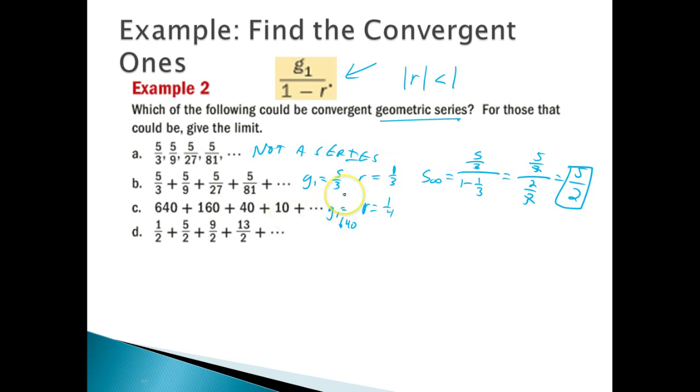So we can find our limit because we see that our common ratio here is 1/4, which is less than 1. So S infinity is just going to be our first term, 640, divided by 1 minus our ratio, which is 1/4. So that's 640 over 3/4. We can multiply by the reciprocal, so it's 640 times 4 over 3. And I calculated that earlier. Let's see what I got. Looks like I got 2560 over 3. Which, if you wanted to change that to a decimal, is 853.3 repeated.